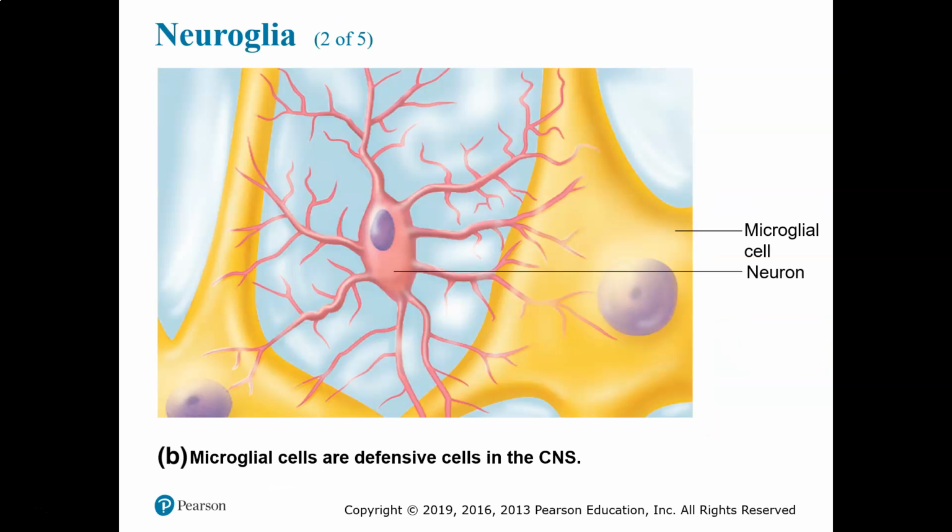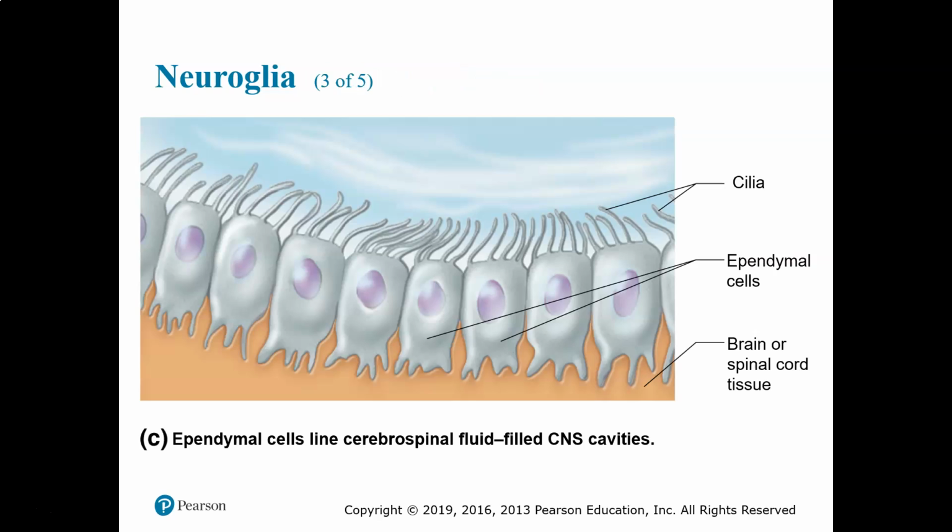The microglial cells, and in this case, the microglial cells are the yellow cells and the neuron is the red cell. Microglial cells are the cells that act as the immune system of the nervous system. So they will engulf and destroy pathogens so that the nerve cells or neurons don't get an infection and get destroyed by pathogens.